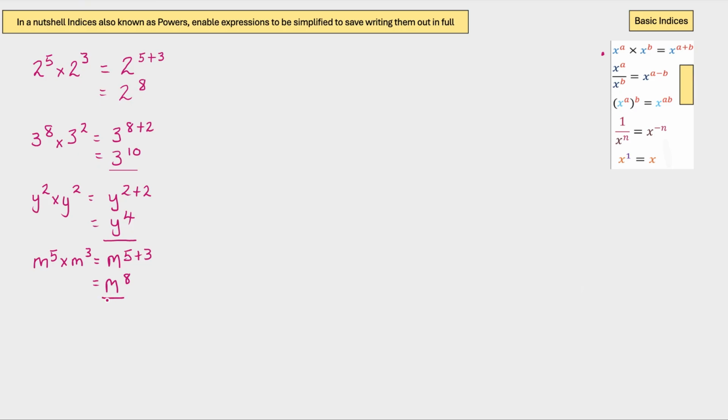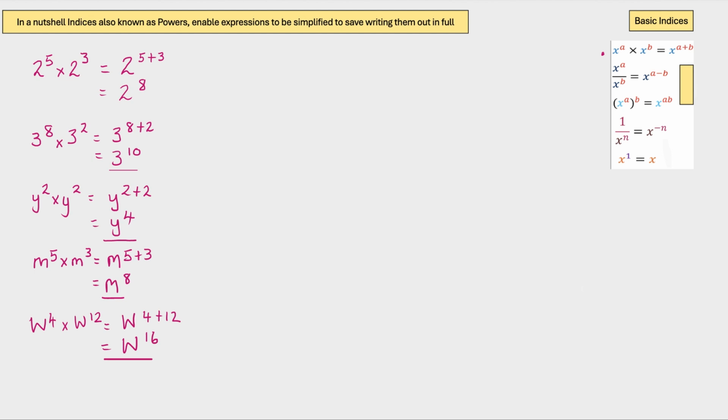So, how are you doing? One more? Okay, one more. We'll do w to the power of 4 times w to the, let's do power of 12. So the answer is w, 4 plus 12 equals w to the power of 16.